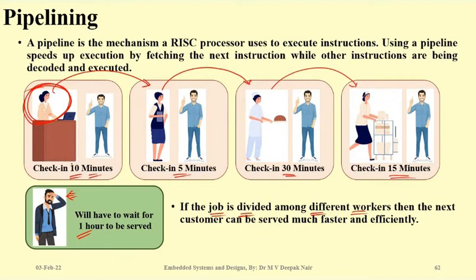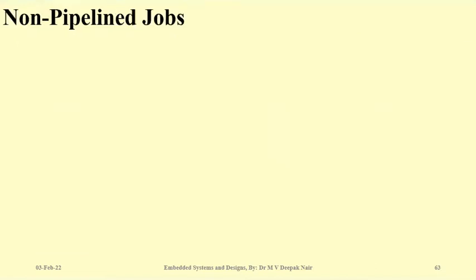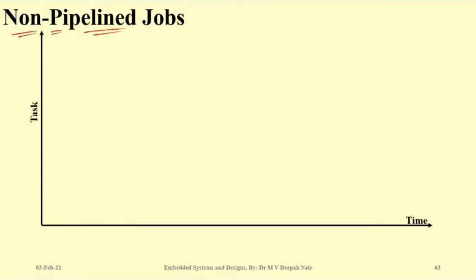So in this way, the second person can move in after 10 minutes, and after 15 minutes, this person's order will be taken. So in this way, you can speed up the process. So how can this same scenario be applied to a microcontroller, that is the pipelining of microcontroller. So pipelining of jobs. First of all, let us see how a non-pipelined system is doing its job or completing the job, and why it is inefficient.